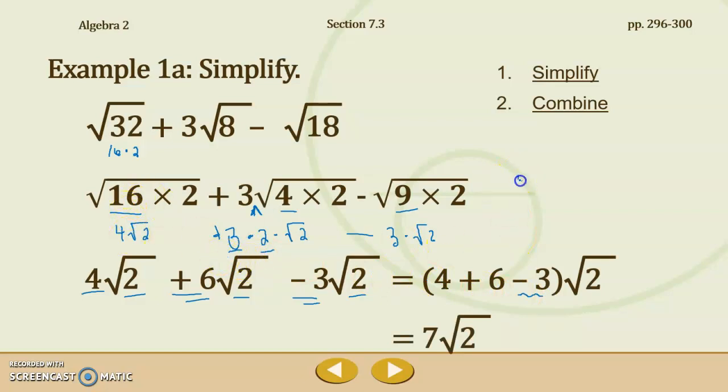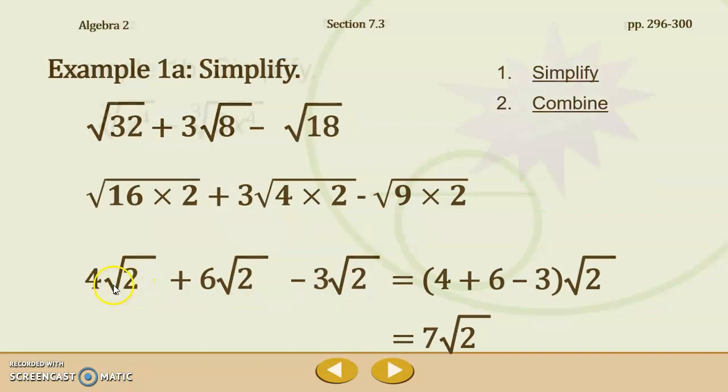So again, imagine that these are x's. If I had 4x plus 6x minus 3x, I'm only adding or subtracting the rational coefficients here, 4 plus 6 minus 3. My variable never changes because I'm adding or subtracting the groups. 4 groups of root 2, 6 groups of root 2, minus 3 groups of root 2. It may help you to say "groups of," like I just did. That may help some of you visualize what it is you're adding or subtracting.